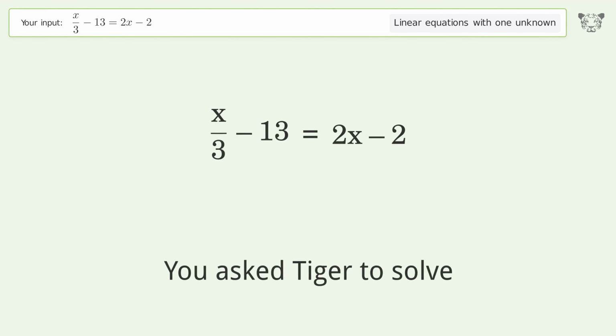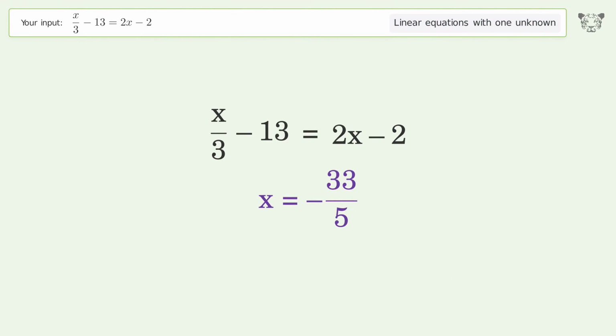You ask Tiger to solve this. This deals with linear equations with one unknown. The final result is x equals -33/5. Let's solve it step by step.